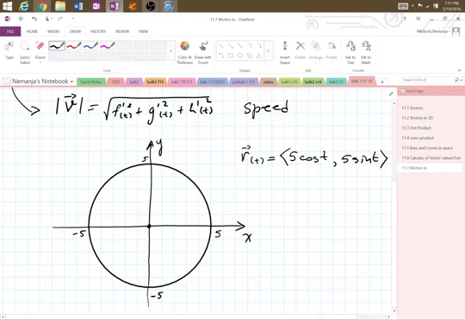The question is, Mary said it's 5 cosine t, 5 sine t, and I said that's correct, and we wrote it down. Now my question is, can we have this circle to be 5 sine t, 5 cosine t?